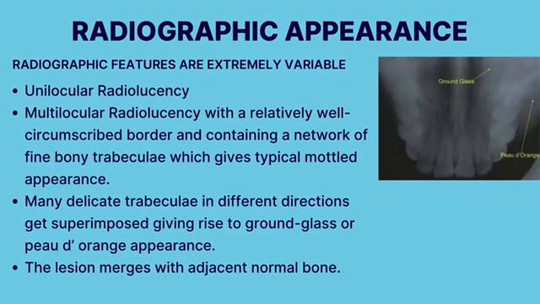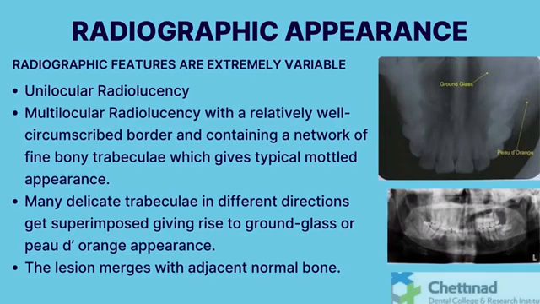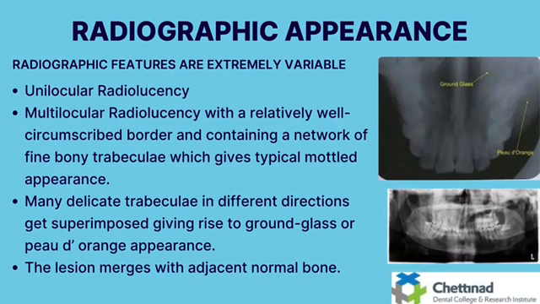Radiographic appearance. Radiographic features are extremely variable. Unilocular radiolucency, multilocular radiolucency with a relatively well circumscribed border and containing a network of fine bony trabeculae which gives typical mottled appearance. Many delicate trabeculae in different directions get superimposed, giving rise to ground glass appearance. The lesion merges with adjacent normal bone.